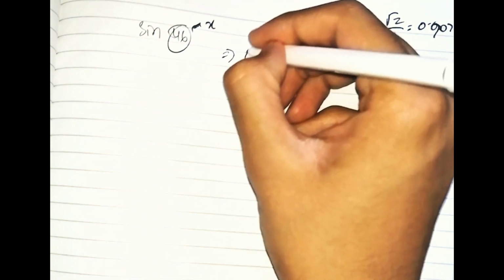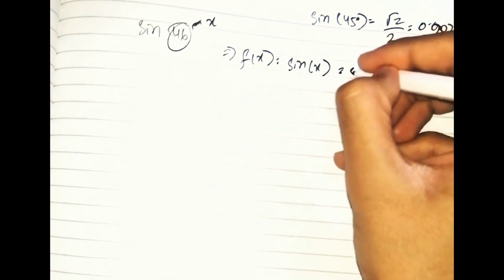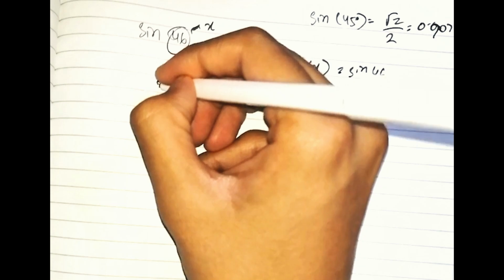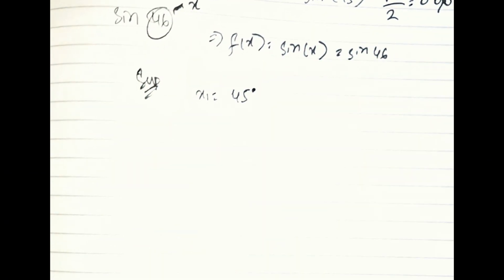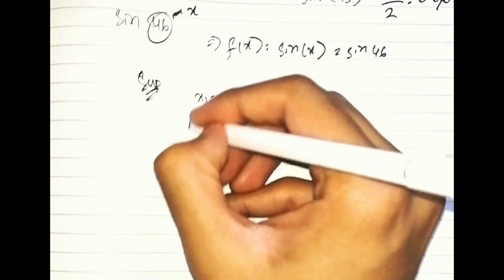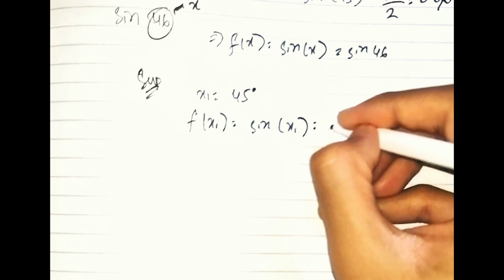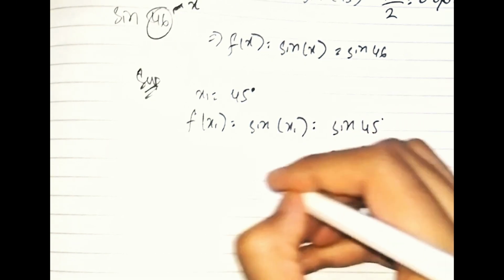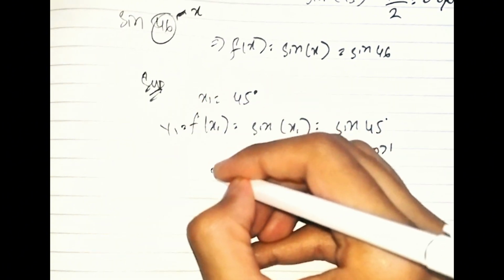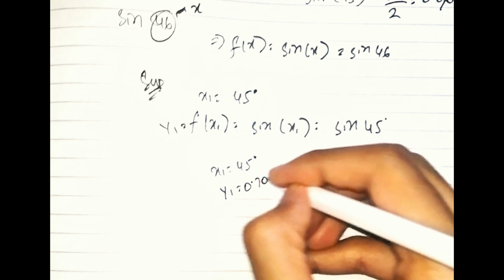First of all, this will be my x as a supposition. So we can say that the function at x will be sine of x, and the value of x for now is 46 degrees. Now let's just suppose that x1 is 45, because that is the only value which we know. So at x1, the function will be sine of x1, which will be sine of 45, which will be 0.7071. And this is actually the value of y. So the value of x1 is 45. The value of y1 will be 0.7071.